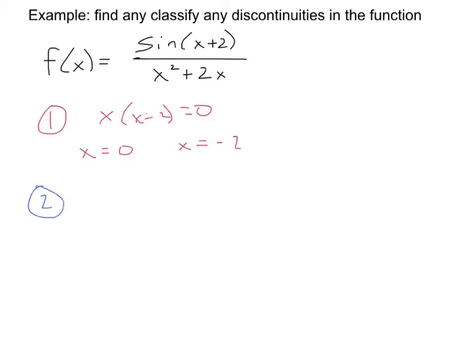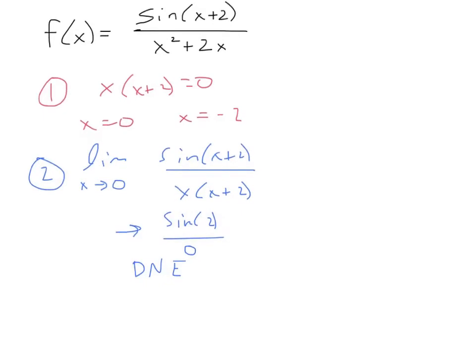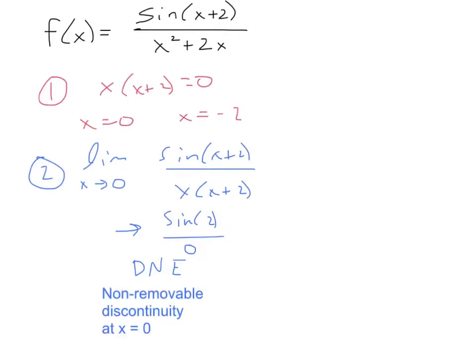The second step is where we actually work out what the limits are. So I'll take the limit as x approaches 0 of the sine of x plus 2 over x times x plus 2. When I attempt to evaluate for 0, I'm going to end up with the sine of 2 over 0. And so that means that this limit does not exist. So immediately, what does that tell us about discontinuities? Hopefully you recognize that means that there's a non-removable discontinuity at x equals 0.